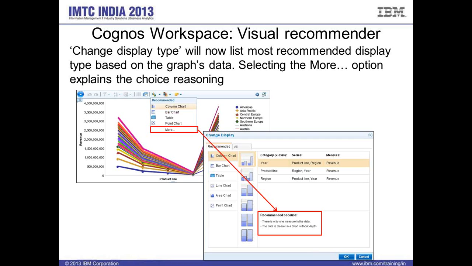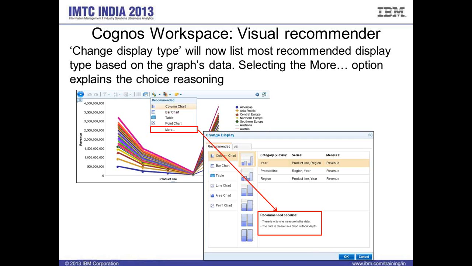For example, on the screen, though I have a line chart, when I go to the recommendation, it says that a column chart is the most preferable way to show the data, because it has only one measure in the data, and the data is cleaner in the chart without text. Such a text-based recommendation a user can get, so he need not bother about which visualization he should choose for the given data set.